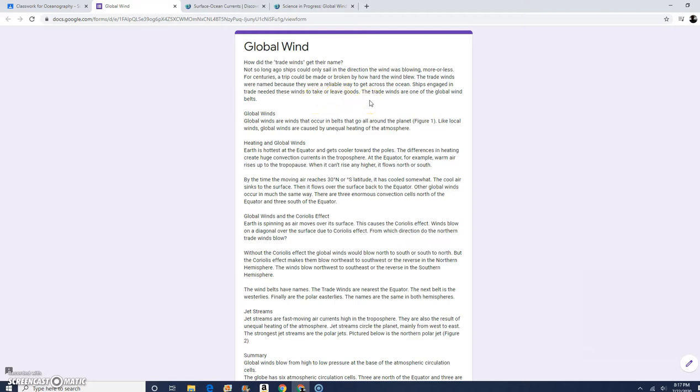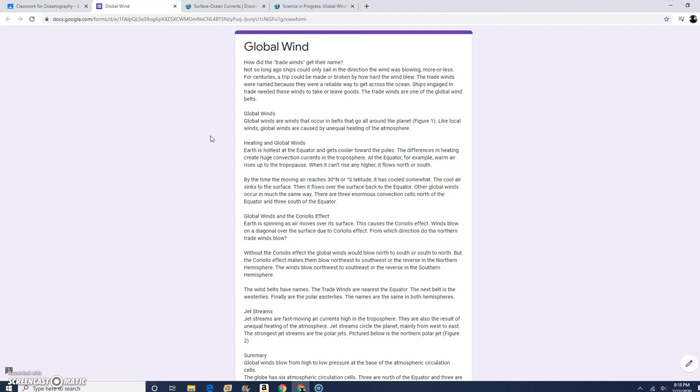The trade winds are one of the global wind belts. Global winds are winds that occur in belts that go around the planet. Like local winds, global winds are caused by unequal heating of the atmosphere. Earth is hottest at the equator and gets cooler towards the poles.